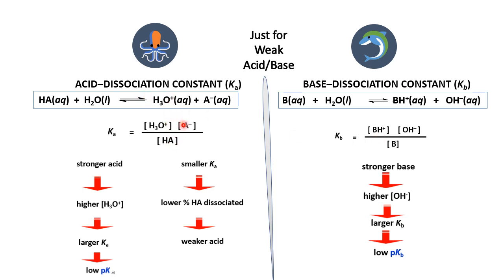Ignore solid and liquid. You must have a concept about stronger acid: higher concentration of H3O+, larger Ka value and lower pKa value. Ka and pKa are inversely proportional. Smaller Ka value means lower percentage of acid dissociated, weaker acid. Same for Kb: stronger base, higher concentration of hydroxide, larger Kb value, lower pKb value.